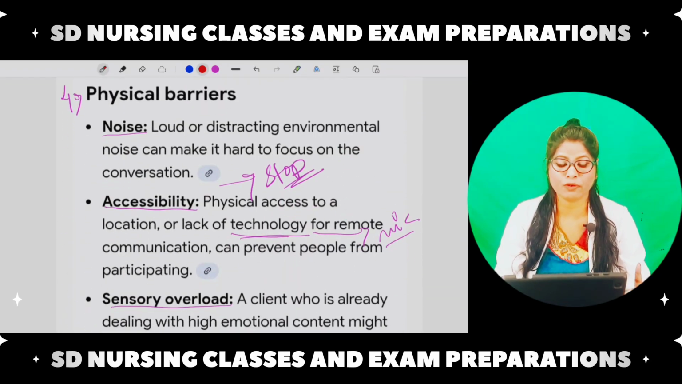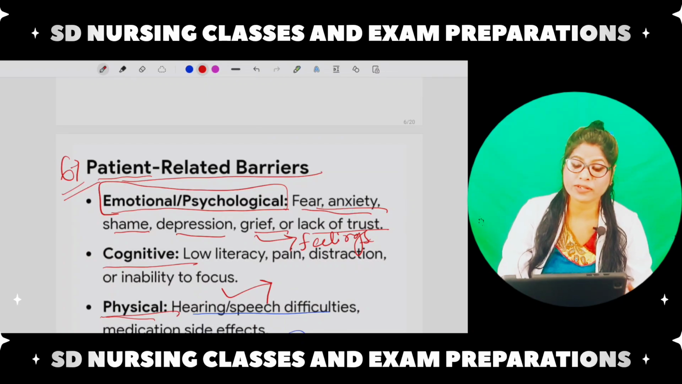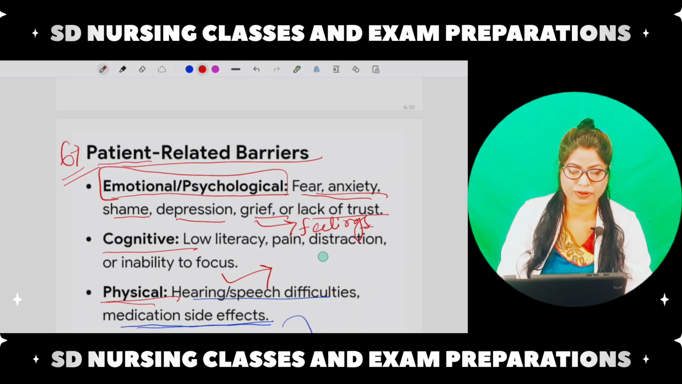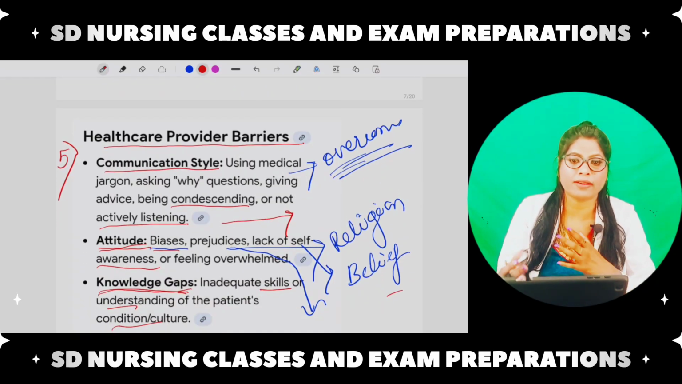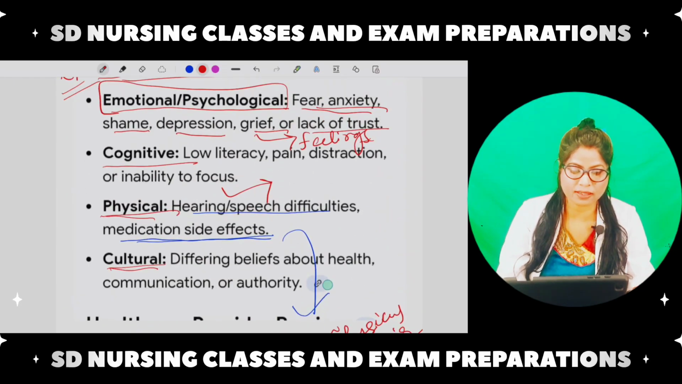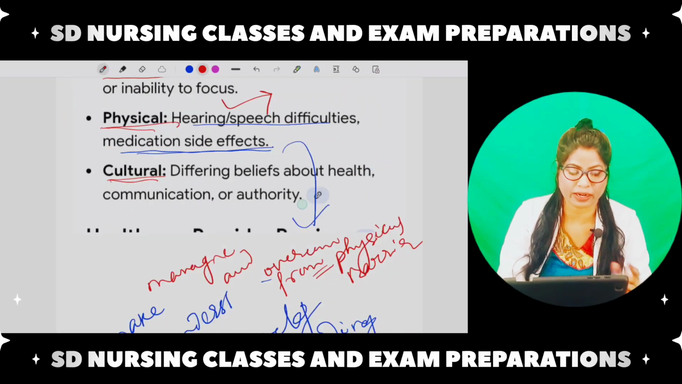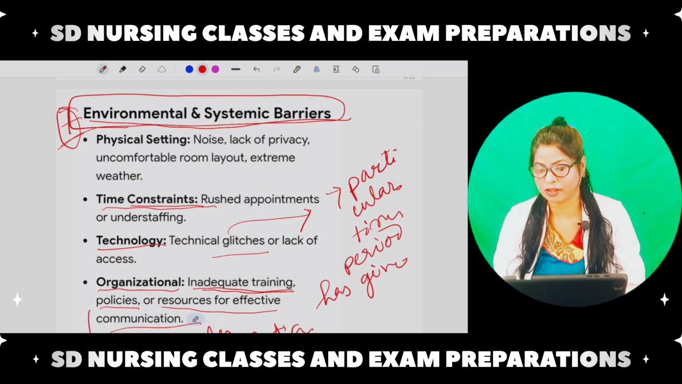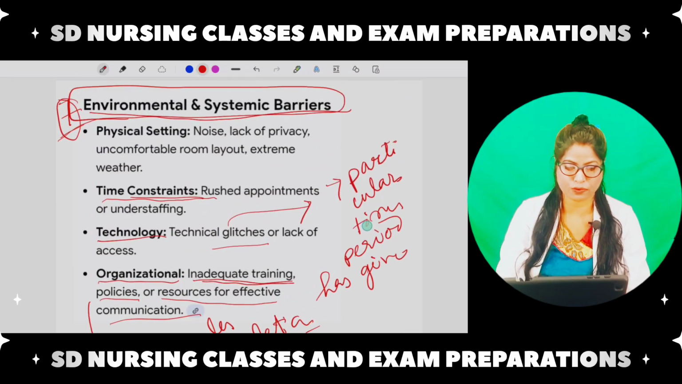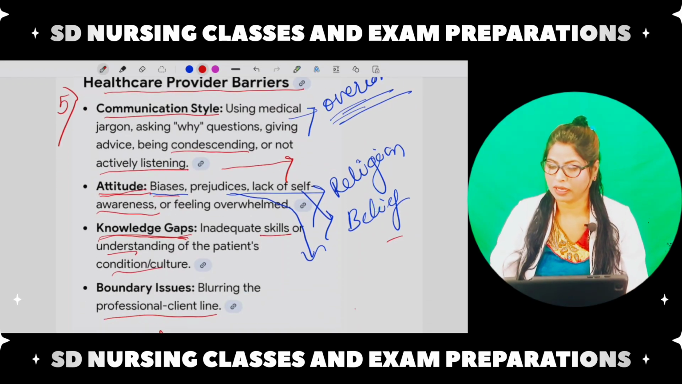Fourth is the physical barrier. Fifth is the healthcare provider barrier, whatever barriers may arise from our side. And sixth is the patient-related barrier, which barriers from the patient's side can affect communication. And seventh is environmental and systemic barriers, which has four types: physical setting, time constraint, technology, and organization. So this is all about the barriers of communication.